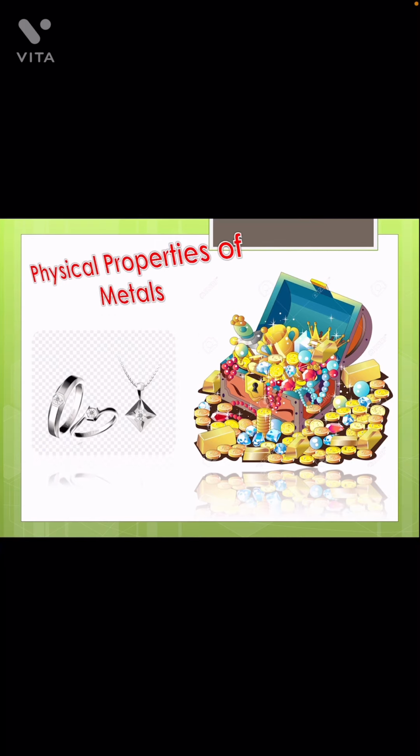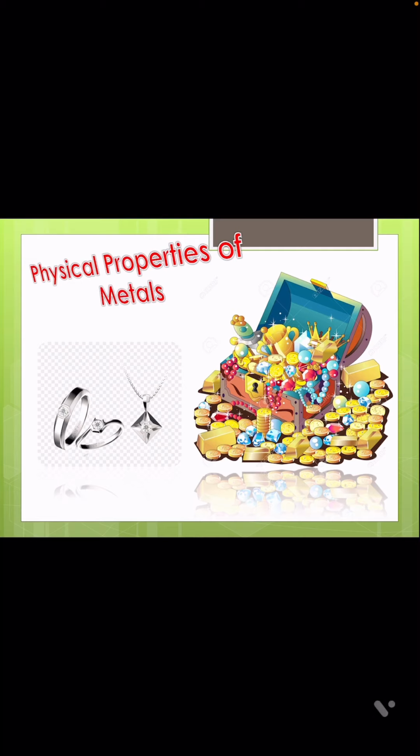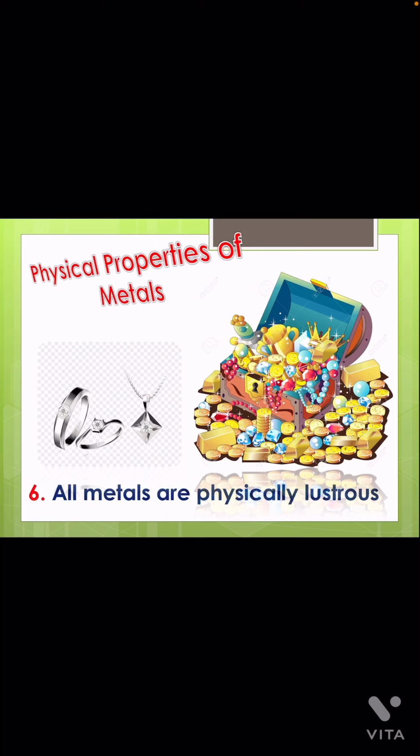All the metals have a shiny appearance. This is called lustrous. All the metals are physically lustrous. Because of this nature, gold and silver are used for making jewelry.